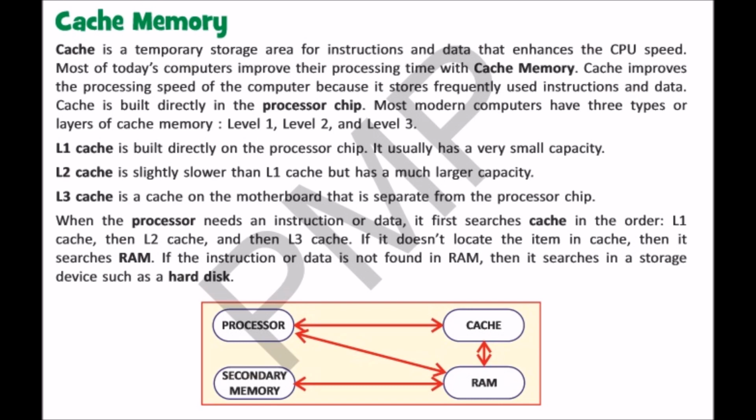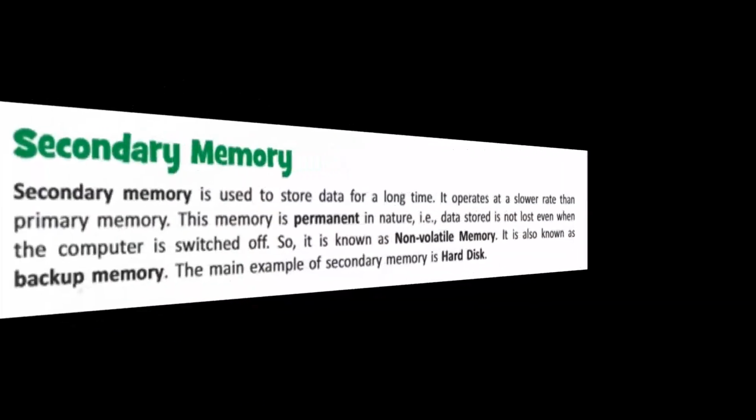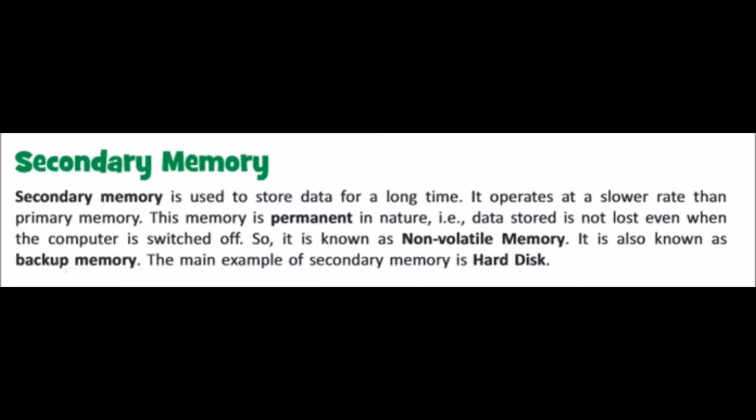Our next topic is secondary memory. It is non-volatile memory. It stores data permanently. It is also known as backup memory. Hard disk is the best example of secondary memory.